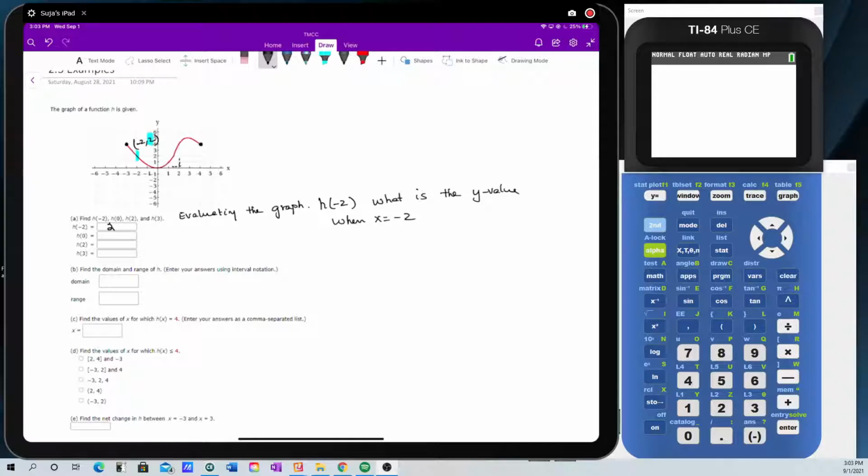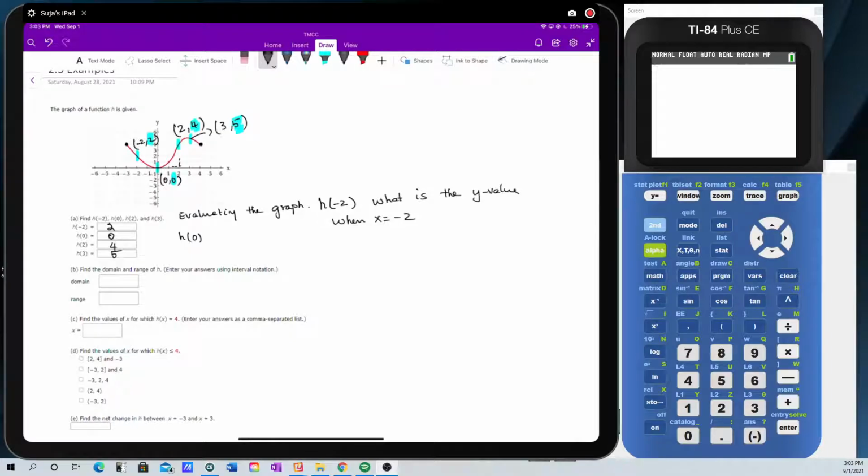Same thing repeating for h of 0. When x is 0, which is this point here, my y is also 0, so 0 comma 0. Therefore, the answer for this is going to be 0. Again, repeat, when x is 2, it's going to be this point, which is 2 comma 4. Therefore, the answer for this would be 4. Next one, when x is 3, it's going to be this particular point. When x is 3, my y is 5, so the answer for this is 5.